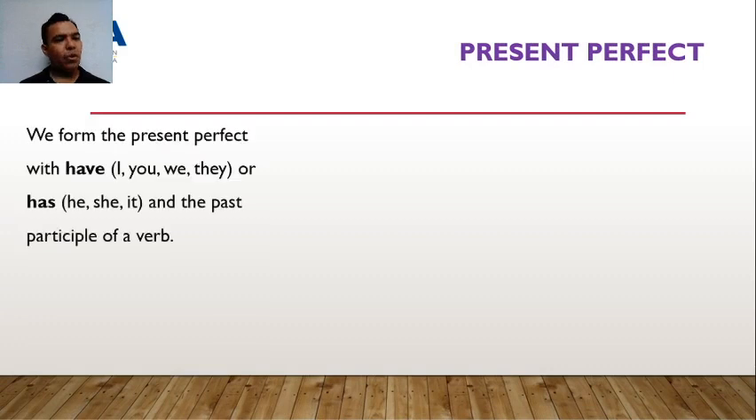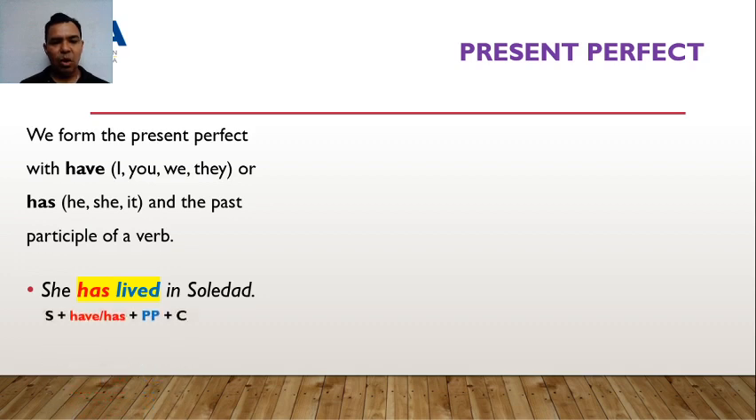Well, we form the present perfect with the verb have for I, you, we, and they, or the verb has for he, she, or it, and the past participle of the verb. Remember, the past participles of the verbs are here in blue, and past participles of regular verbs finish in ed, but irregular verbs finish in the third column of the irregular verbs.